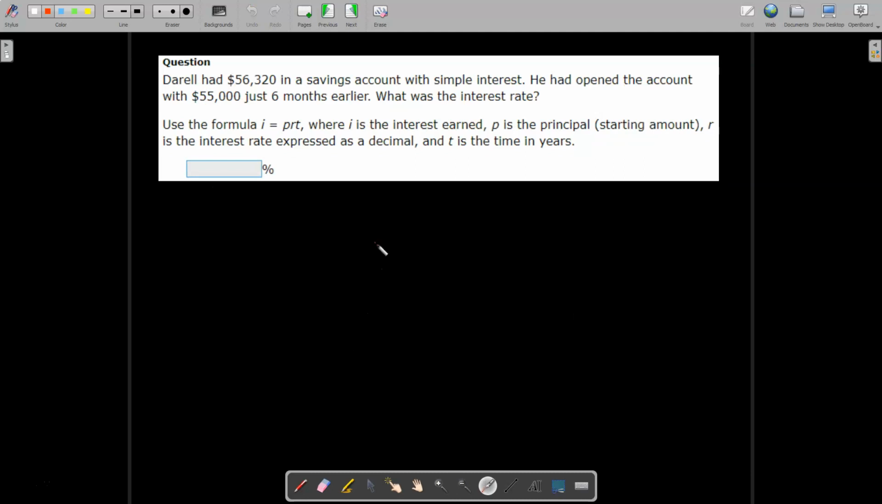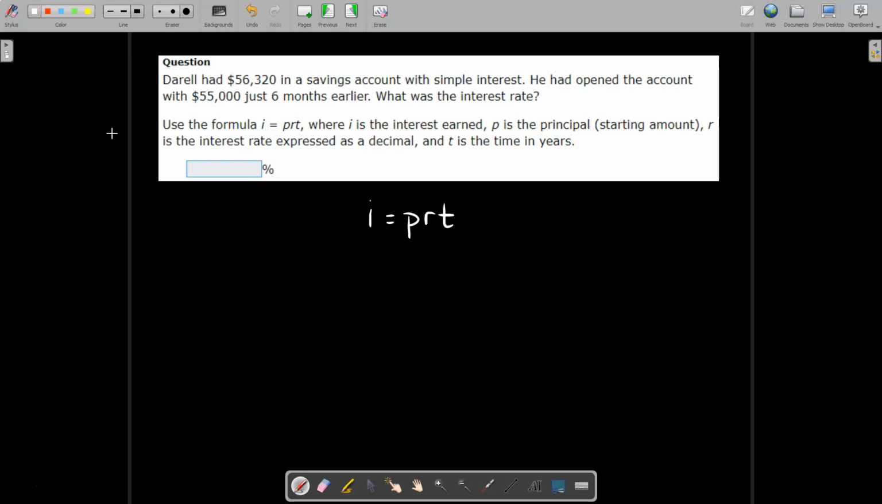On the next slide, Daryl has $56,320 in a savings account with simple interest. He opened the account with $55,000 just 6 months earlier. What was the interest rate? So on this one, let's go ahead and write out interest equals principal times rate times time. And the interest we need to find by, let me see, he had this much money in the account. He opened the account, so his principal starting off was $55,000.